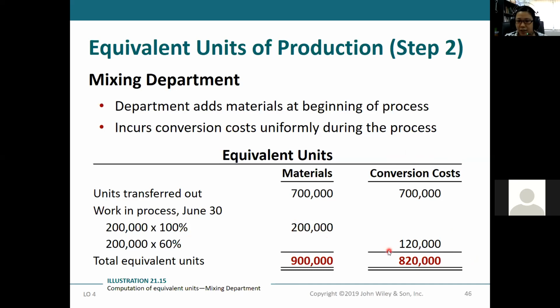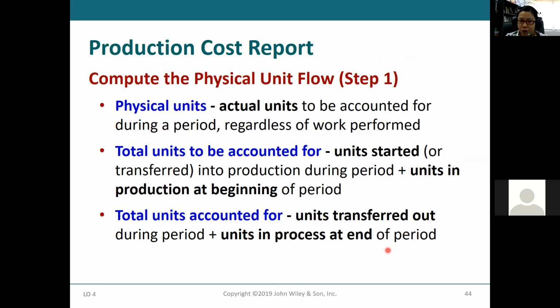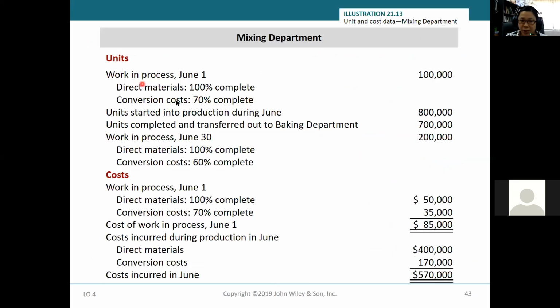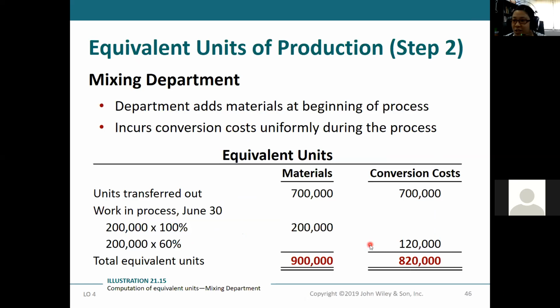Again, one more time, don't use the beginning work in process here to compute the equivalent unit of production. Don't use this one, okay? Only use the ending work in process. Okay, is there any question until here? Step number 2. Any question for step number 2?